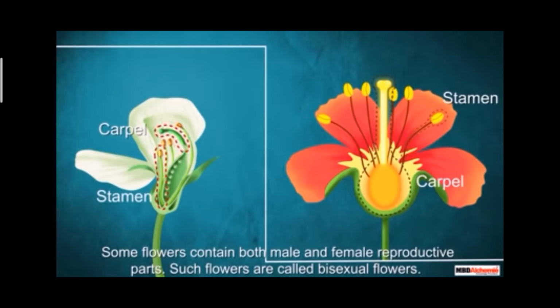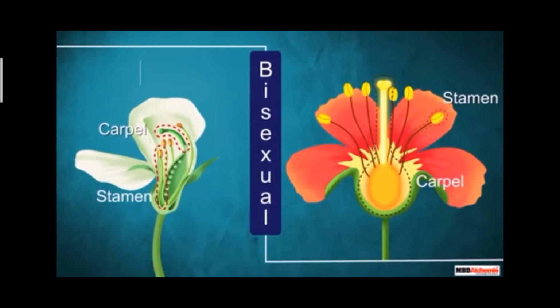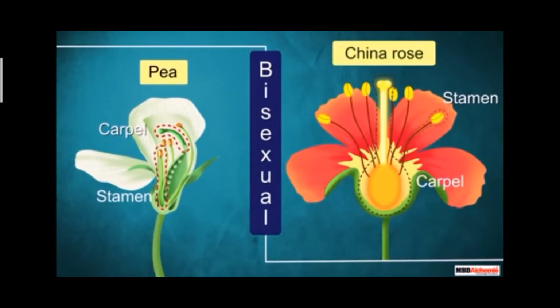Some flowers contain both male and female reproductive parts. Such flowers are called bisexual flowers. For example, pea and China rose.